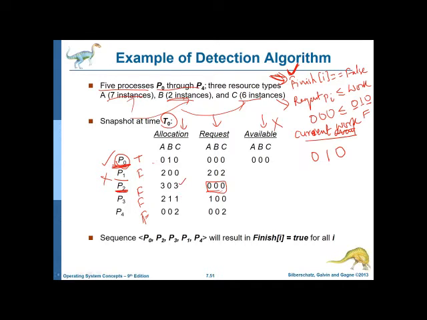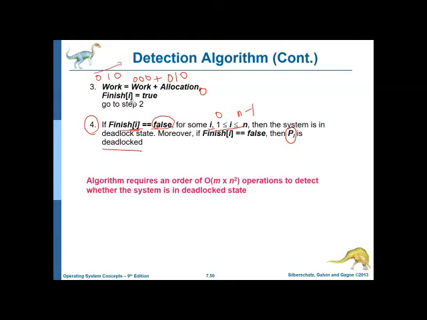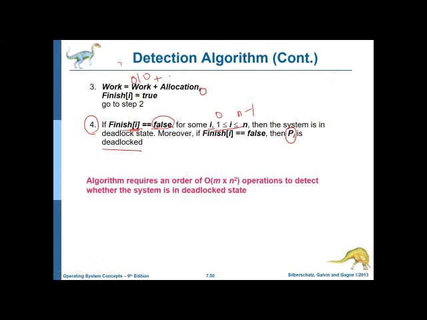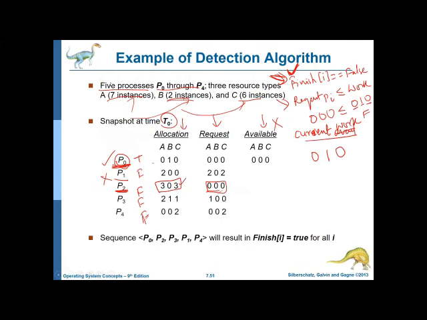Now what it does is, when you come back to the statement, current work is 0, 1, 0. And the current allocation was, we look at that allocation. What is the allocation here? 303. So 010 plus 303. Now let us add 010 and 303. It gives you 313. So the new work or the new availability is 313. So let us write that over here, 313.